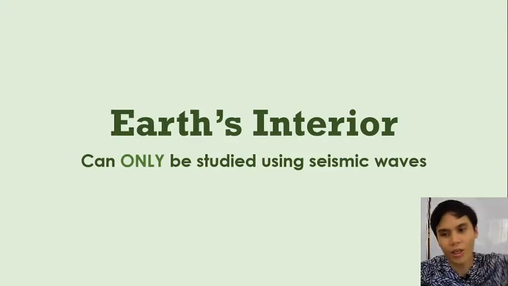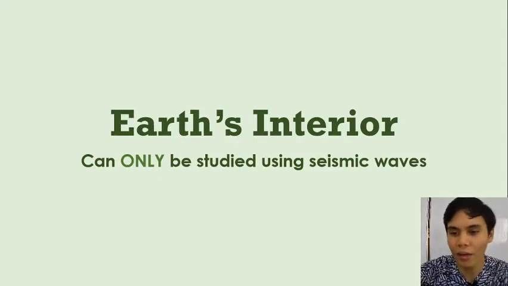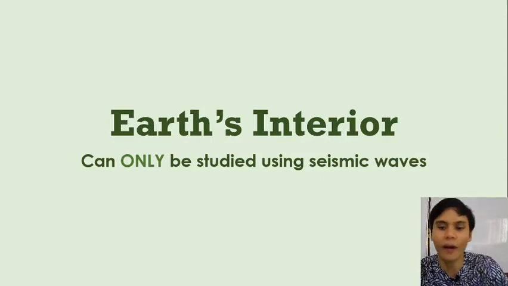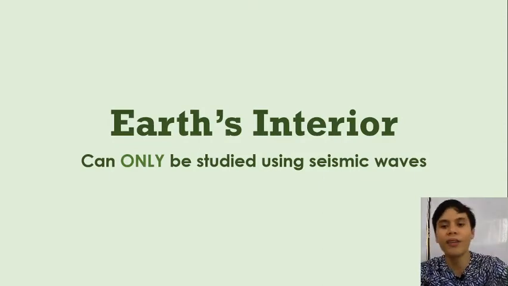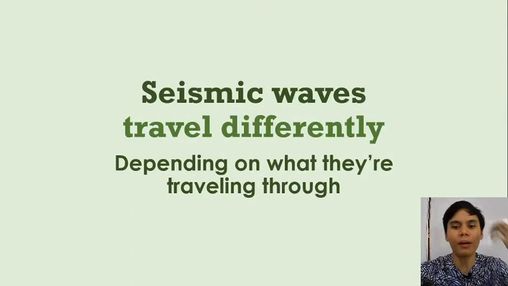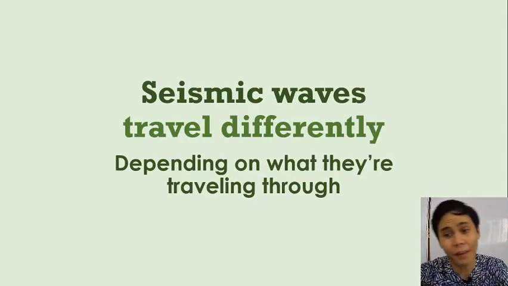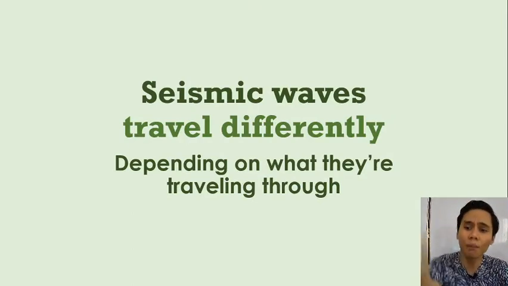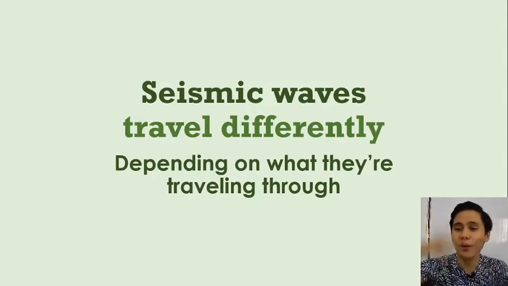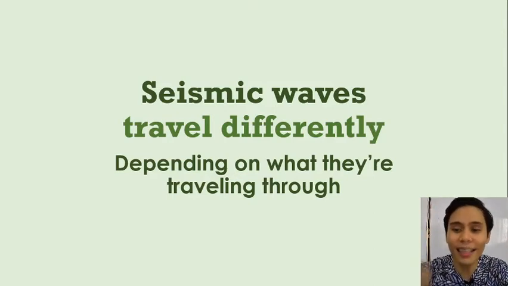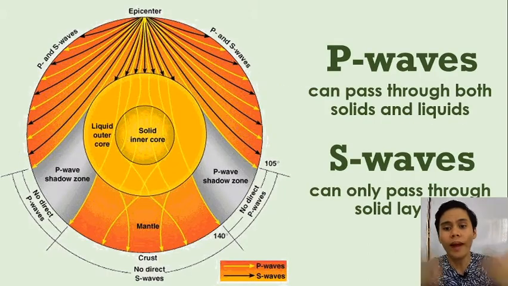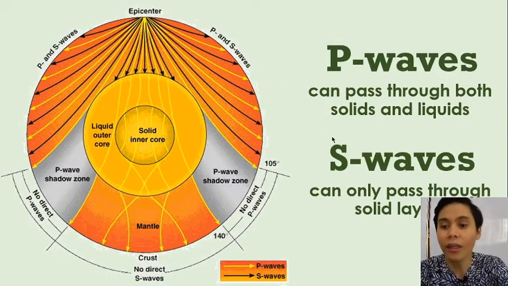So Soviet Russia tried to do that. They only went through a part of the crust, and it didn't even get that far through the crust. So it's very difficult to study Earth's interior. But seismic waves travel differently depending on what they're traveling through. So the properties of the matter they're traveling through will make them travel in a different way. So based on that, it gives us clues on what the layers of the Earth are.